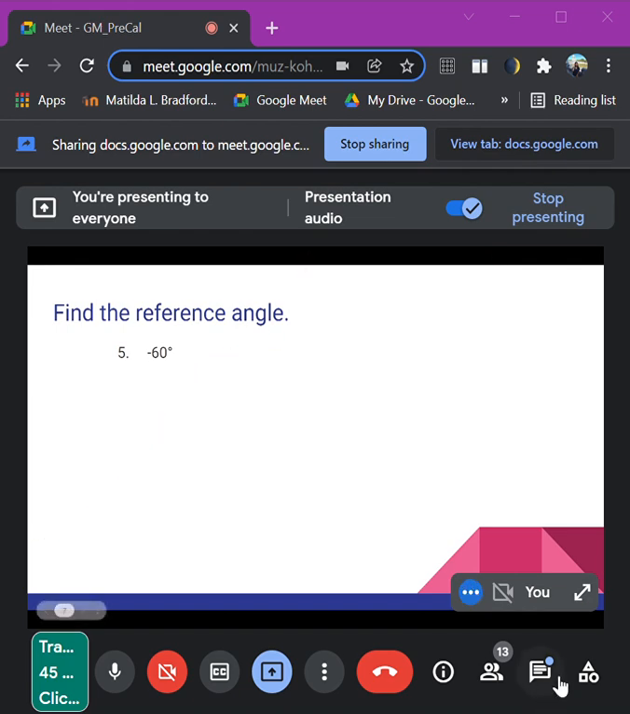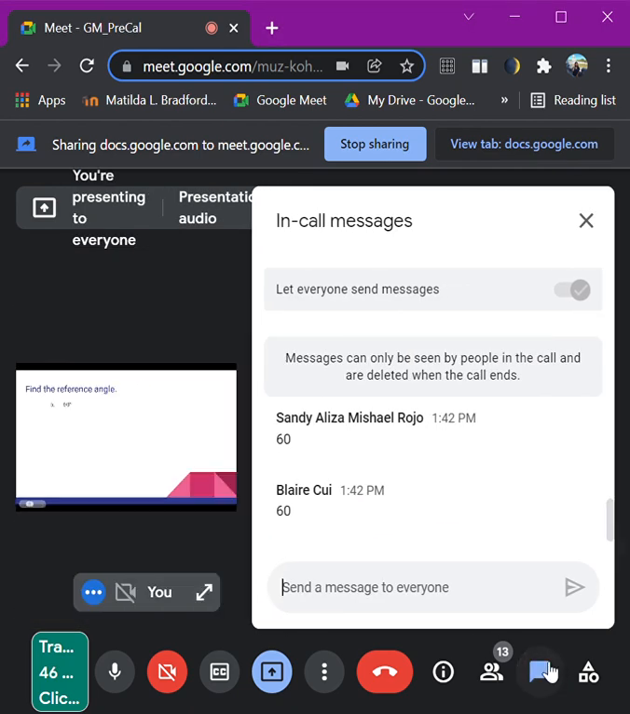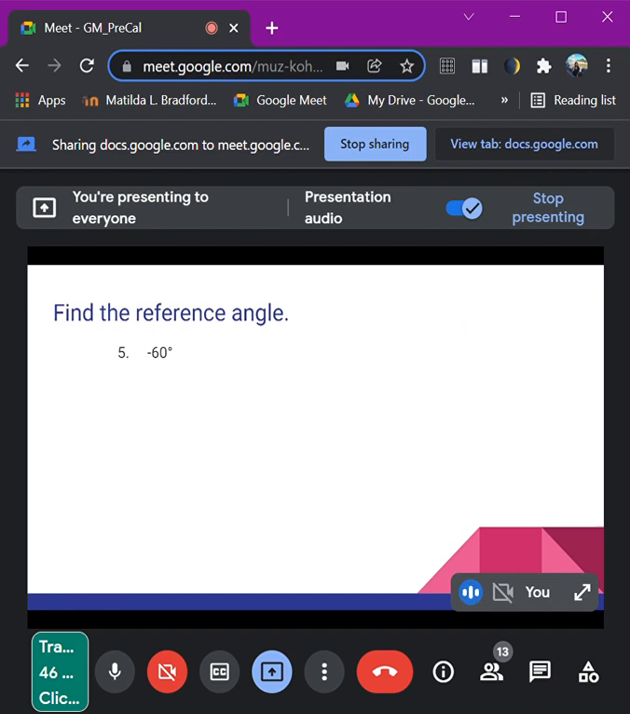Can we apply it? Okay. Hilo man kay no, but okay, sige, yes. Ma-apply nato ang atoang coterminal angle ani.